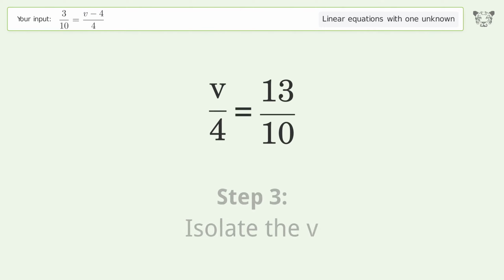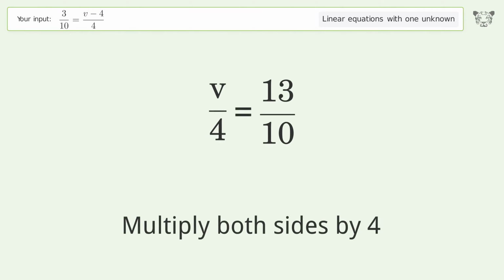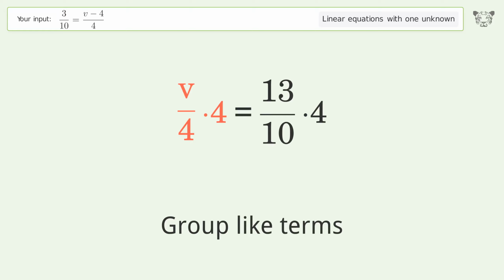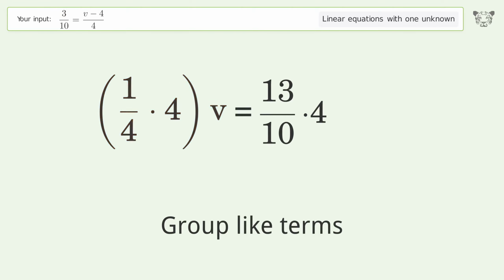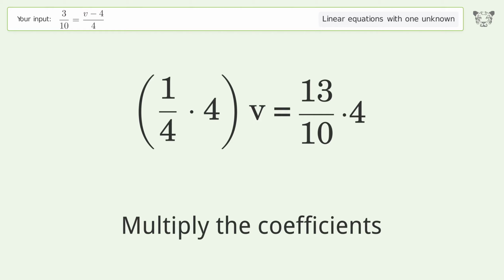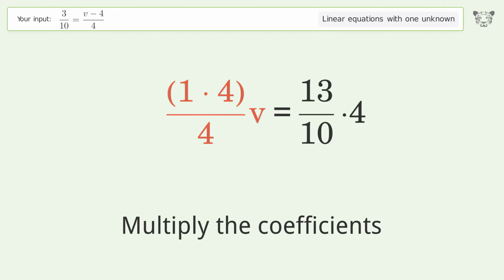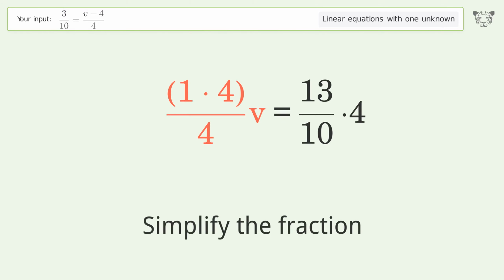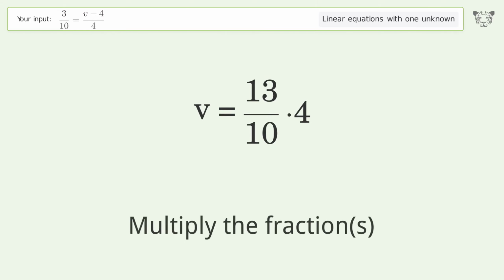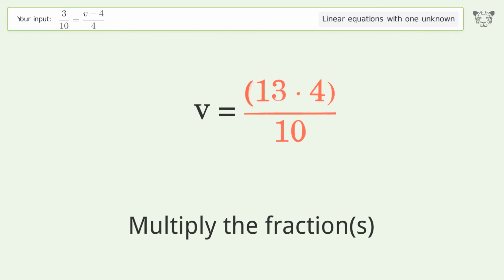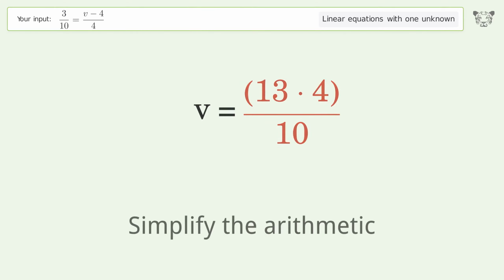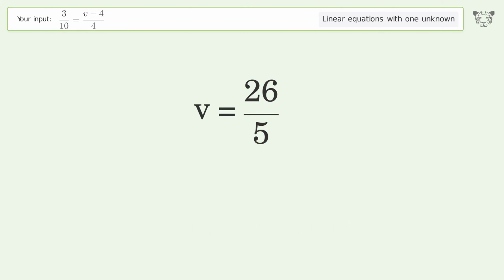Isolate the v. Multiply both sides by 4. Group like terms. Multiply the coefficients. Simplify the fraction. Multiply the fractions. Simplify the arithmetic. And so the final result is v equals 26/5.